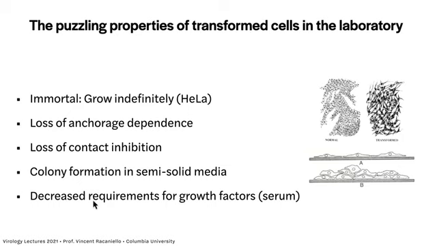And these are some of the properties of transformed cells in culture. They lose their anchorage dependence. They no longer have to stick onto a plastic or glass dish in order to grow.